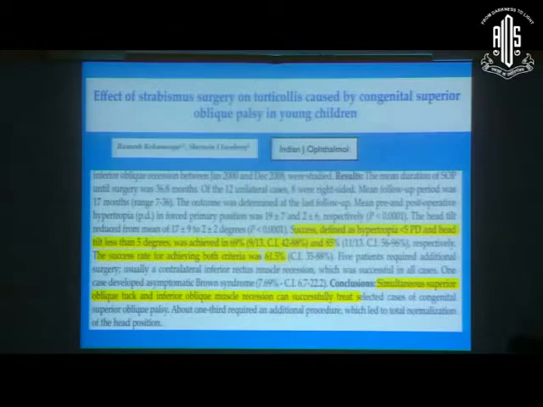Head tilt is because of the torsional component of superior oblique palsy, and most of it can be corrected if you do a proper surgery at a proper time. Still, some amount of head tilt persists even if you do nice surgery, even if they are orthotropic in primary position. If you look at the effect of strabismus surgery, it can successfully treat most of the patients, but about 1/3 of the patients require a second surgery to correct it.